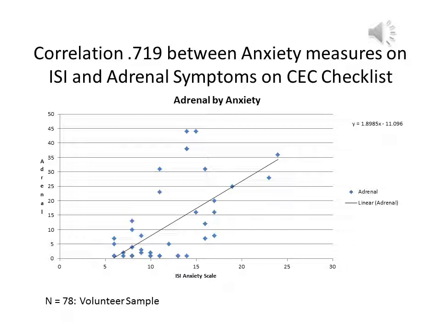Now, we took a clinical sample of individuals with anxiety, and we compared their anxiety levels with their symptoms of adrenal problems from the metabolic checklist. When we looked at the comparisons, we found a 0.719 correlation between anxiety measures on the ISI and adrenal symptom measures on the metabolic checklist. So you can see there's a tight correlation between anxiety and the symptoms of adrenal fatigue.